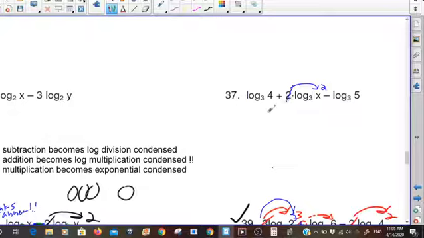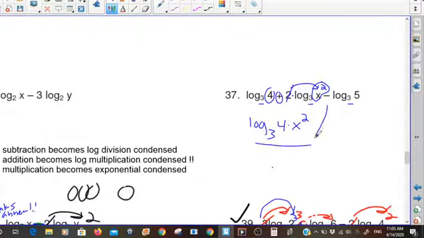So that goes away. So then we have addition going on. Remember, notice they all have the same base, so they all have the same base for us to be able to do this. Okay, so log base 3. So we're going to do 4 plus, and then the 2 came up here. So 4 plus x squared becomes 4 times x squared, right? Nice. And then we're going to go to subtraction, then becomes division.